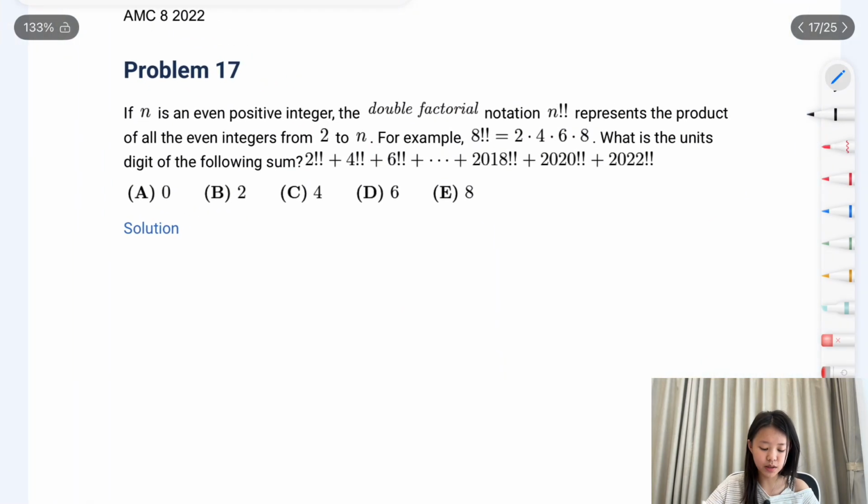N is an even positive integer, and the double factorial notation n double factorial represents the product of all the even integers from 2 to n. For example, 8 double factorial equals 2 times 4 times 6 times 8. And what is the units digit of the following sum?